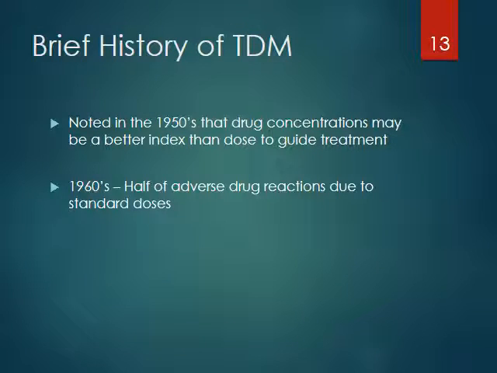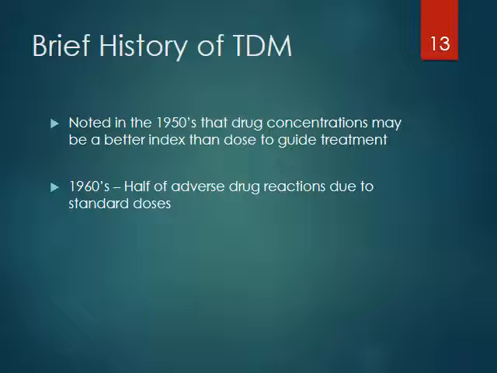Just to give a little bit of a history on therapeutic drug monitoring, it got its start back in the 1950s. Basically, they were looking at drug concentrations and saw that it might actually be a better index than just a straight dose to really guide treatment. I can give the same dose to 10 different people and I may get different drug concentrations, so maybe concentrations might be a better way to help guide that treatment.